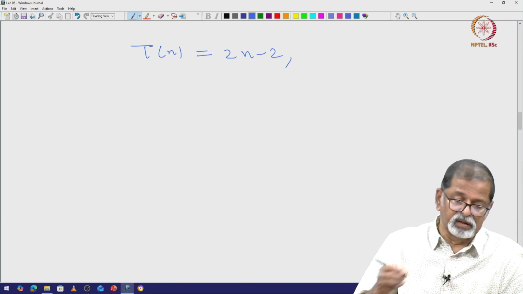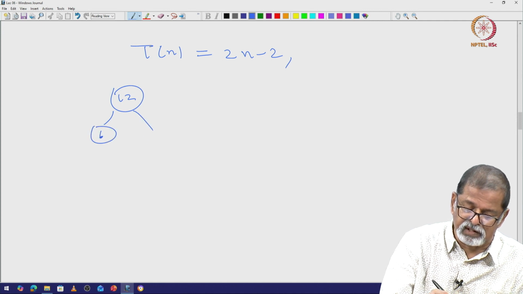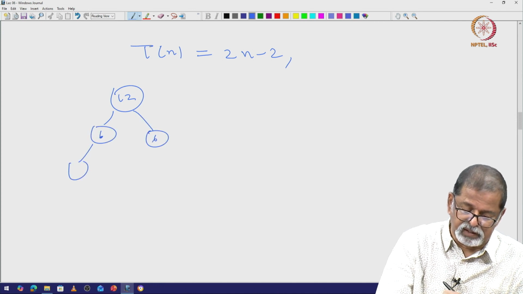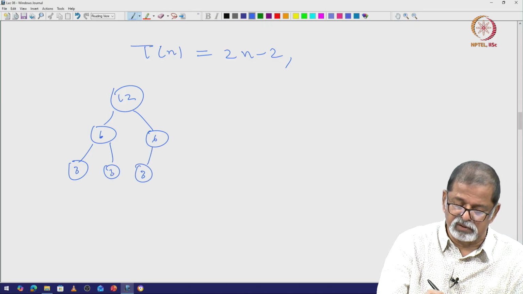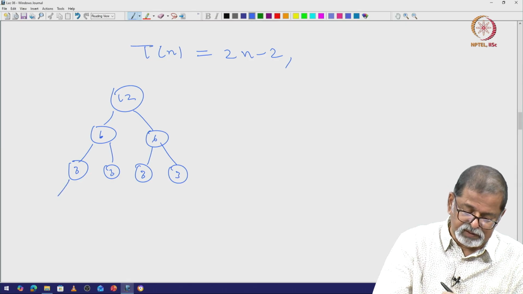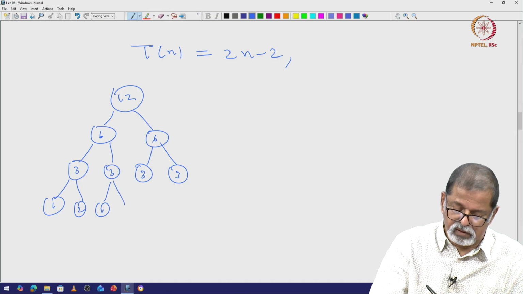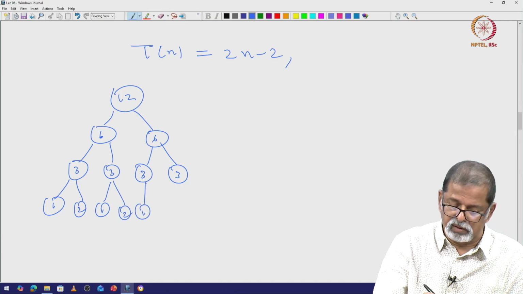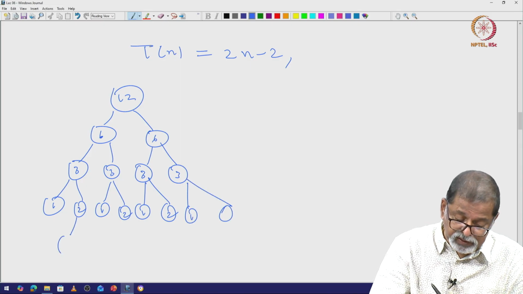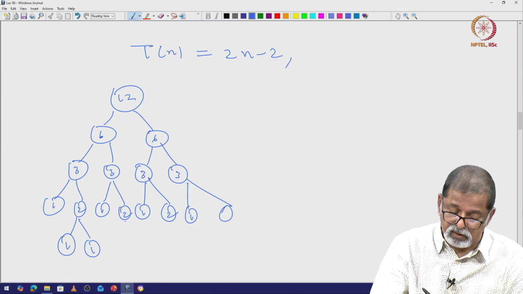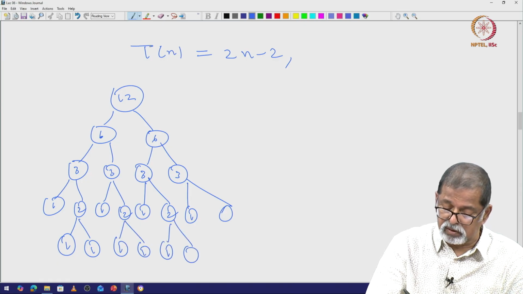For example, if you take 12, 12 is split into 6 and 6. 6 is split into 3 and 3. This 6 is split into 3 and 3. This 3 is split into 1 and 2. 1 and 2. 1 and 2. This 2 is split into 1 and 1. 1 and 1. 1 and 1.